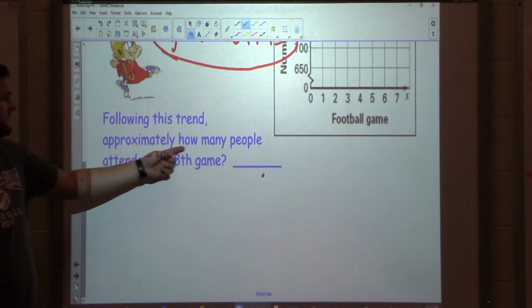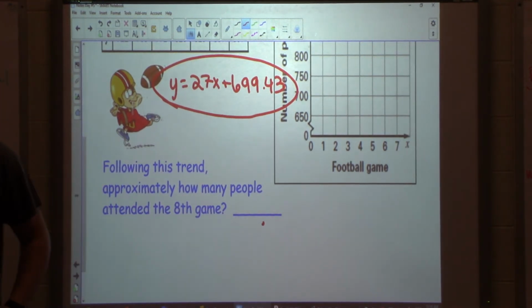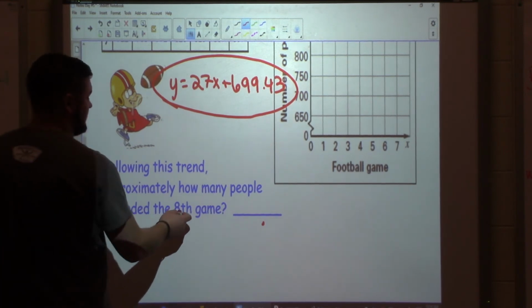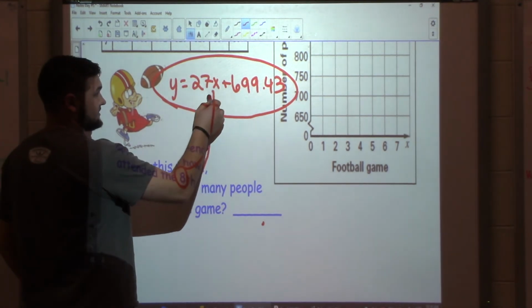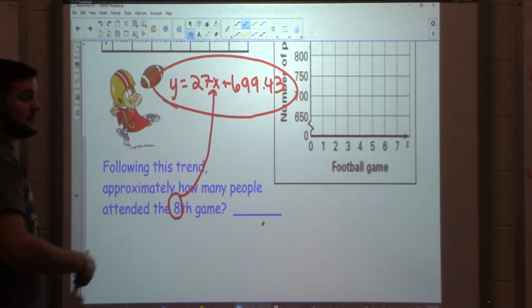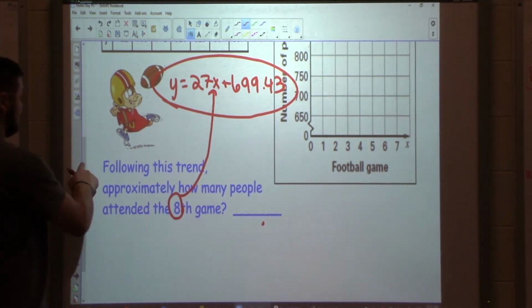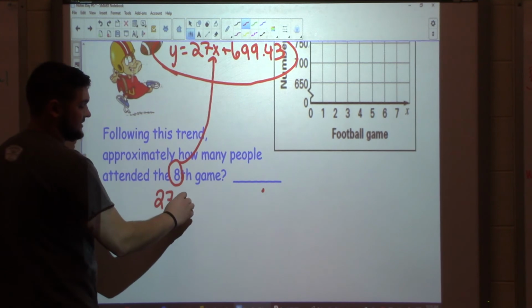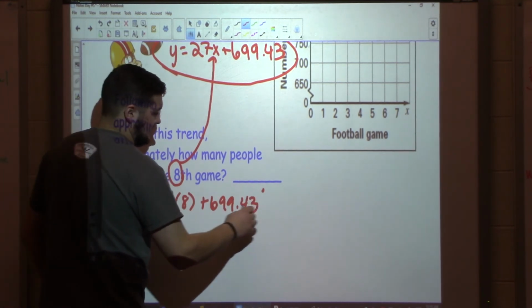Following this trend, approximately how many people attended the 8th game? Well, which variable talked about what number game it was? Football game, X. So, what do you think I should do with this number 8? Plug it in for X. So to find how many people attended the 8th game, I'm going to plug 8 in. So 27 times 8 plus 699.43.